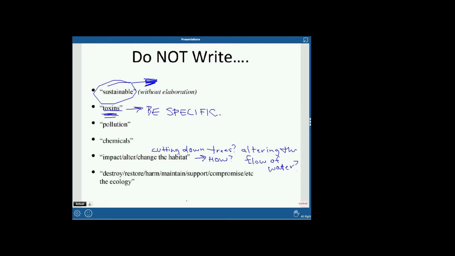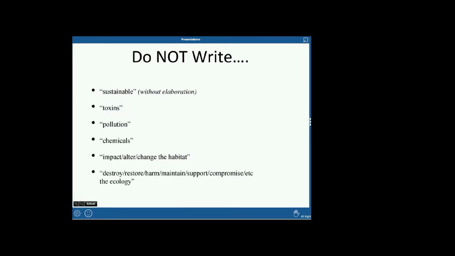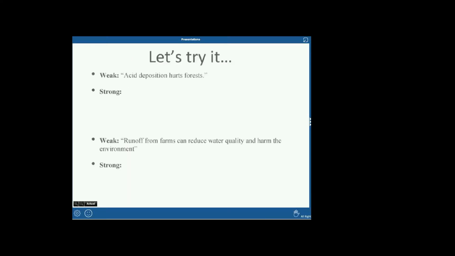Okay, how does it destroy the ecology? Is it because you're losing links in the food chain? Is it because you're cutting down crucial trees that are needed? Or is it because you're losing the soil, so nothing can grow and that breaks down the food chain? What's going on? How are you destroying the environment? Be specific in your destruction. These are some phrases that are considered weak on an AP exam, and you might not earn any points.